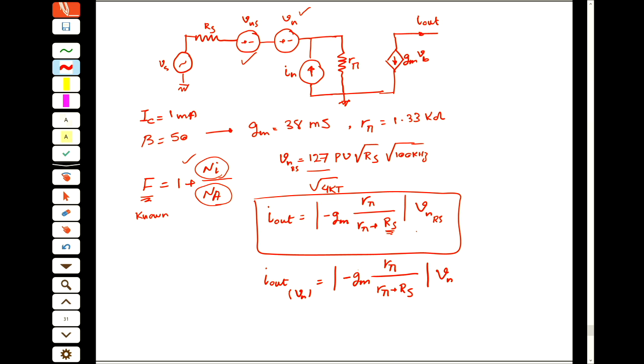And then the output for this IN, I out of the IN equals the IN multiplied by something. If I want to change this to a voltage, it passes through the parallel of r pi and Rs, and multiply with Vn by Rs.